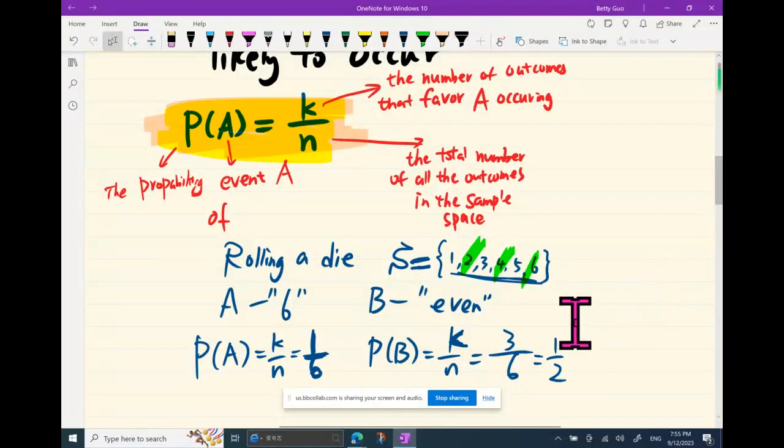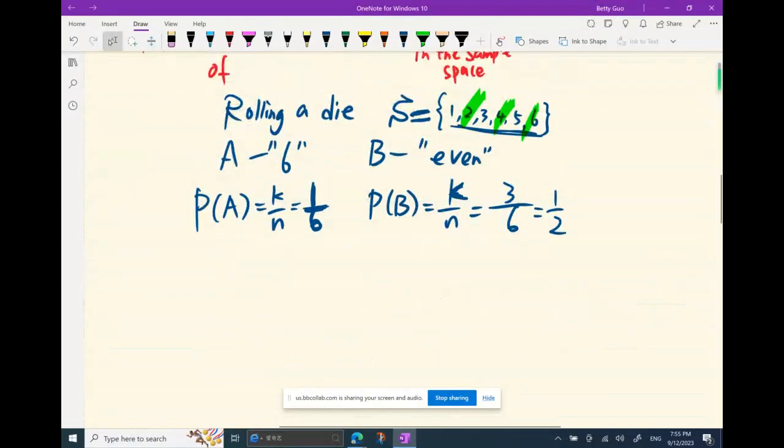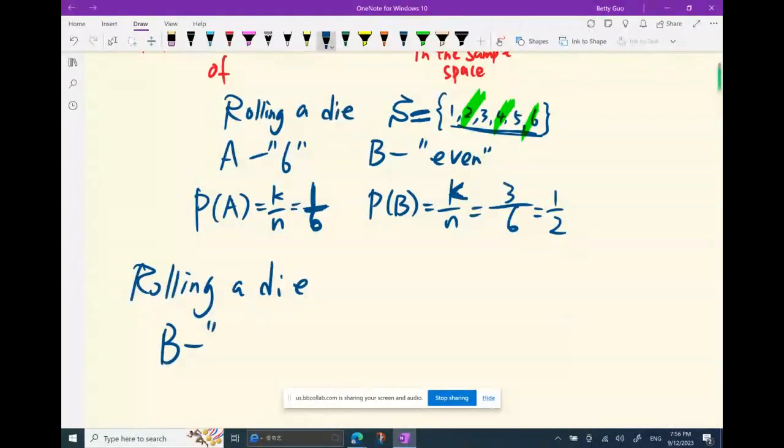Sometimes, if we choose a different sample space, we are able to get a problem done even faster. For example, rolling a die, and the event B represents the result that we get an even number. Of course, we use the sample space as 1, 2, 3, 4, 5, 6. We got a probability of half, right?